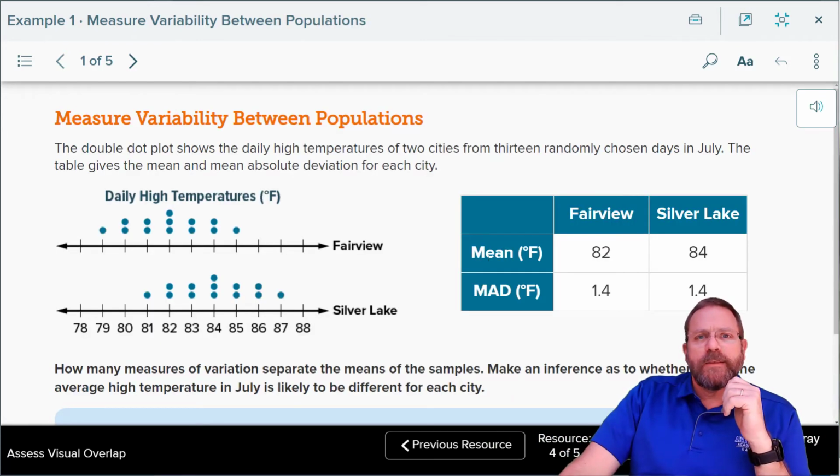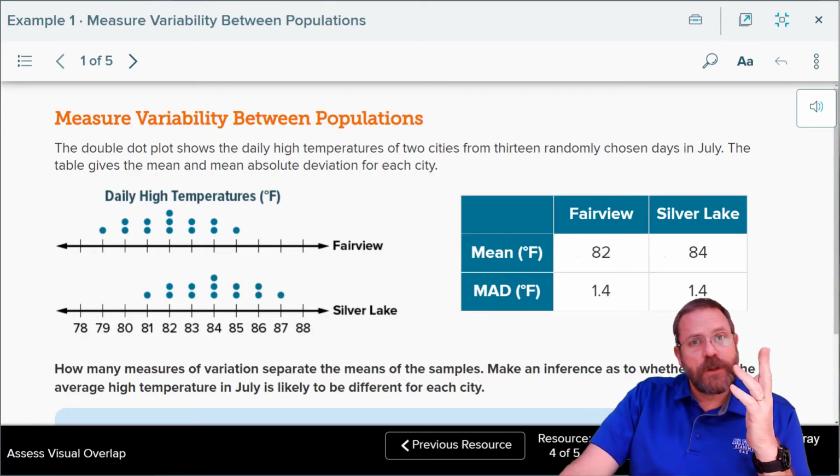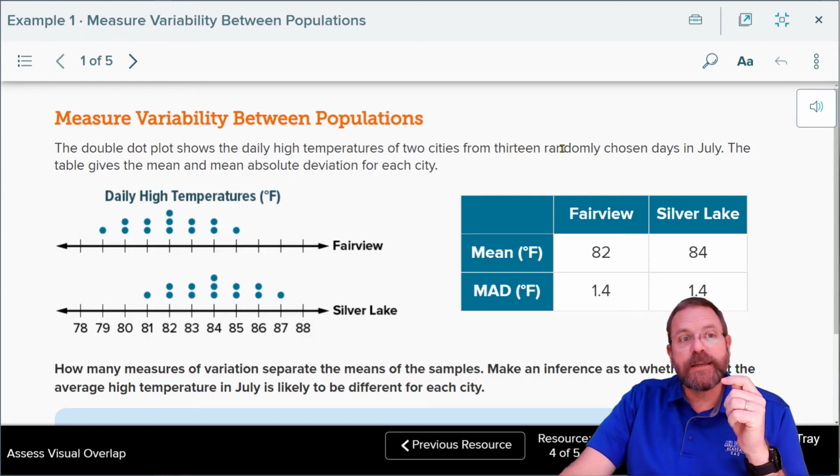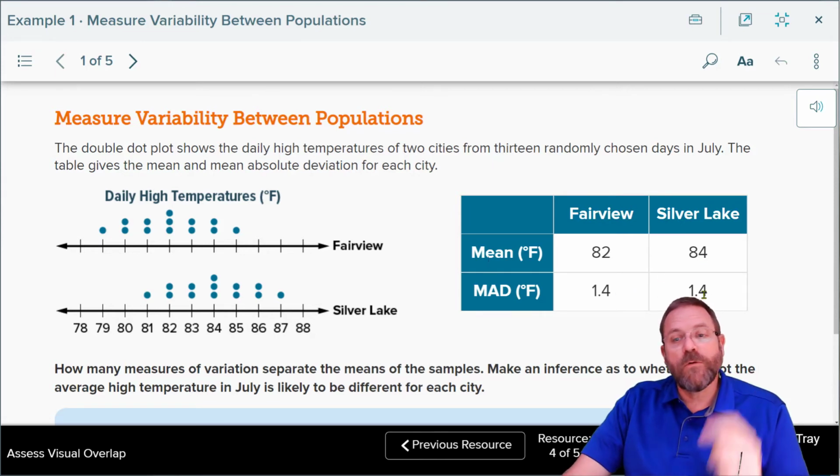So let's look at example 1. We only have 2 slides left, or resources left here, guys. The dot plot shows the daily high temperature of the 2 cities from 13 randomly chosen days in July. The table gives the mean and the mean absolute deviation. So you have a mean of 82 and 84 degrees. You have a mean absolute deviation of 1.4.